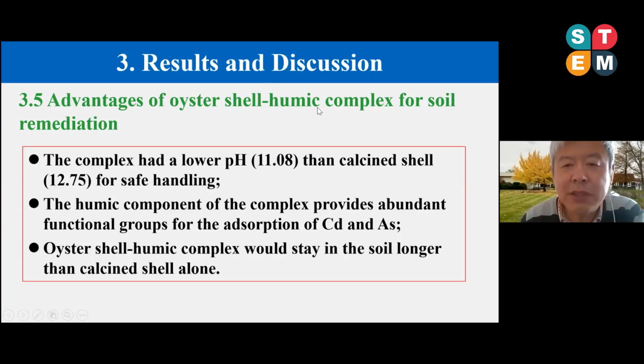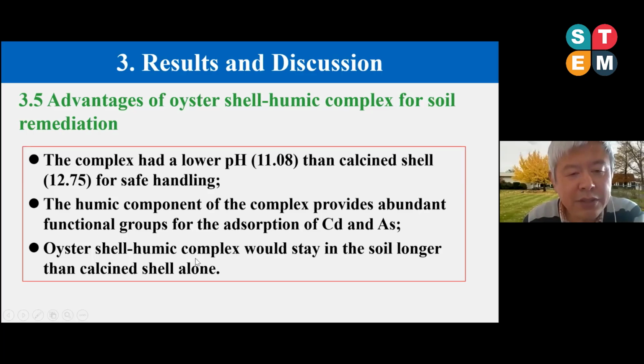So by adding humic substance to the calcite oyster shell, we can reduce the pH, which makes the complex safer to use. And the second advantage is the humic component of the complex provides abundant functional groups, particularly carboxyl groups and hydroxyl groups, for the adsorption of cadmium and arsenic. So the complex provides better capacity for retaining the metals in soil and preventing them from being taken up by vegetables.